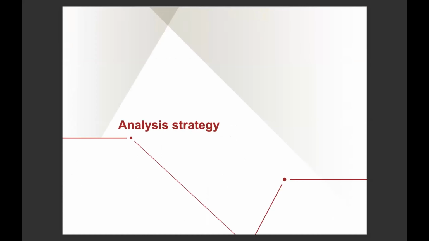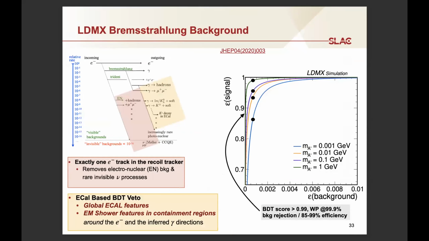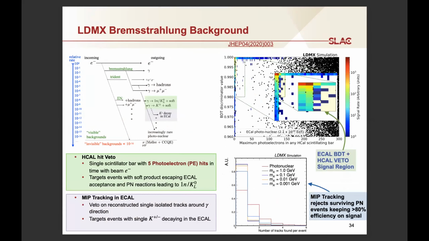So very briefly on the analysis strategy, there are several processes that need to be removed. Most of the job is done by the tracker to remove charged particles. Whatever happens in the calorimeter is removed in the electromagnetic calorimeter by a BDT, which is dedicated to remove everything that deposits energy in the electromagnetic calorimeter. And whatever punches through and leaves hits in the hadronic calorimeter is removed by just counting the number of hits left in the hadronic calorimeter.